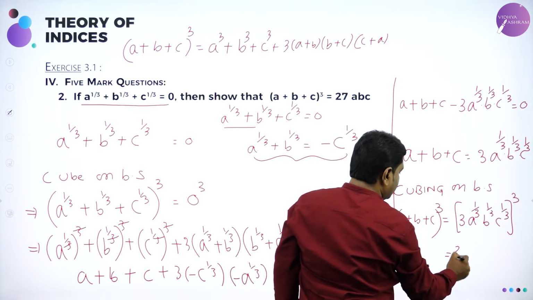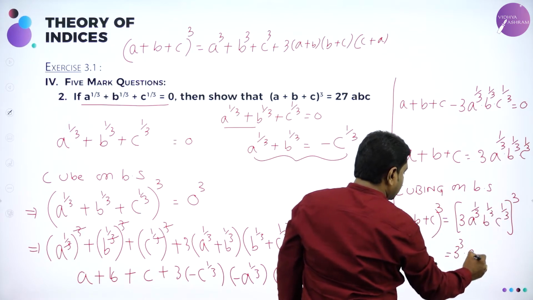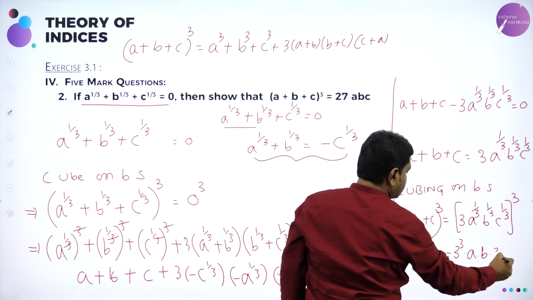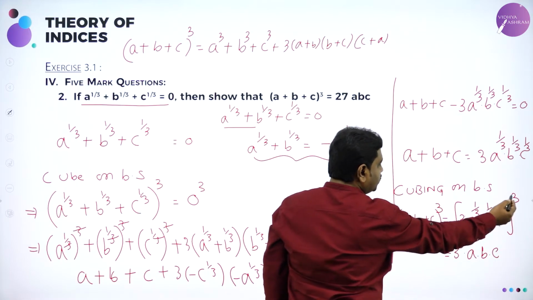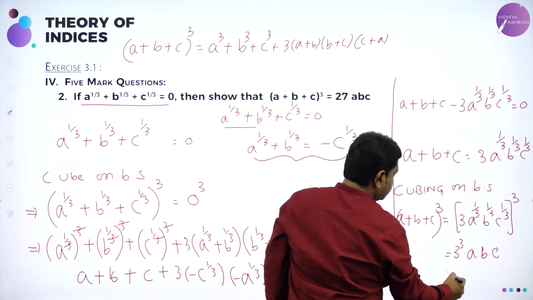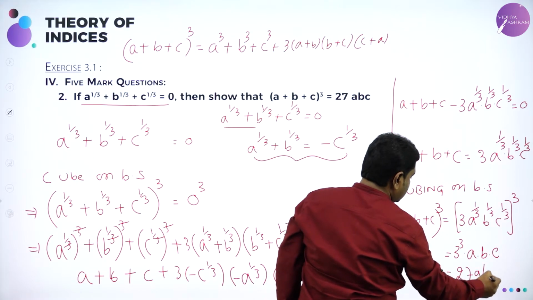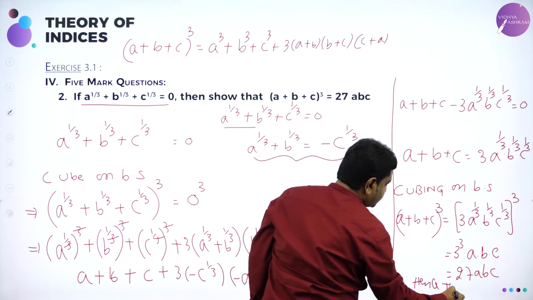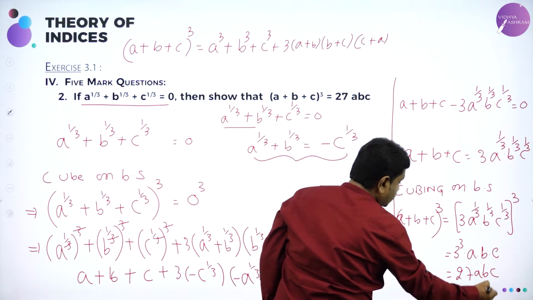Now, cube you take inside, it will become 3 cube, and the 1/3 cancels, it will be a, and the 1/3 cancels, it will be b, the 1/3 cancels, it will be c. Every term becomes cube: 3 cube, this cube, this cube. So 3 cube is 27, 27abc, hence the proof. Therefore, hence the proof.